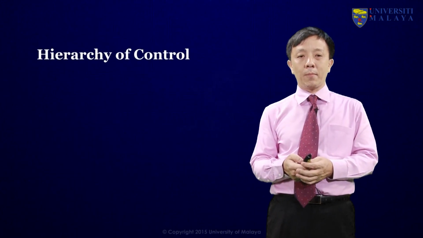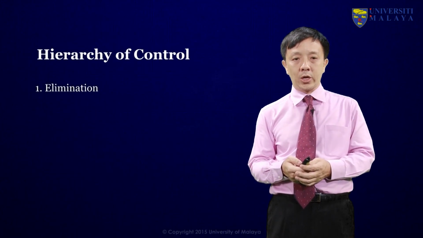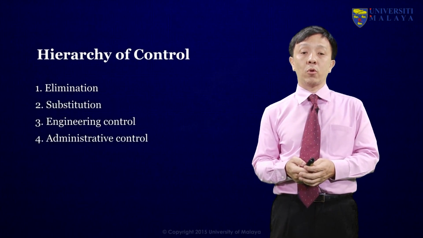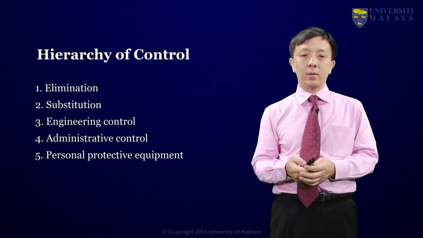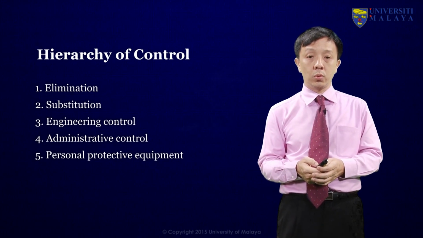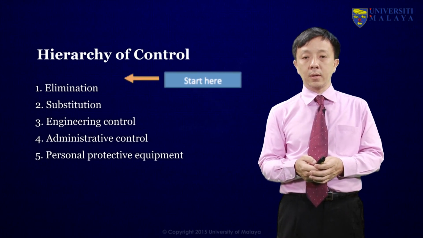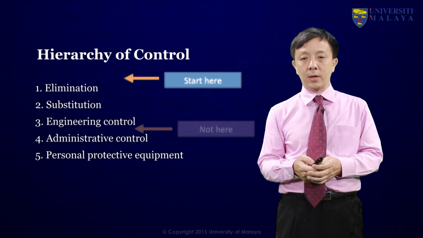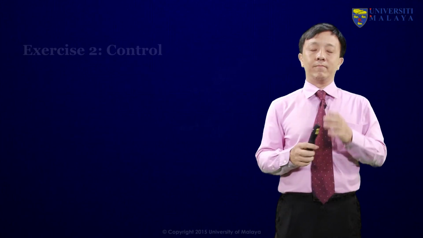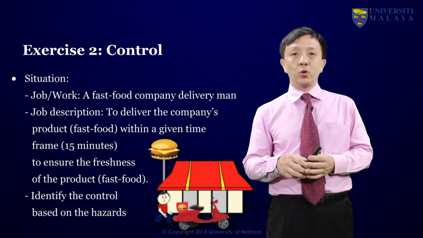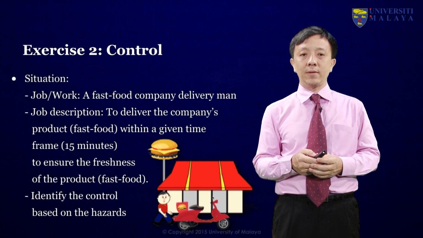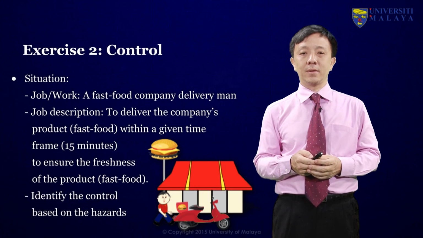So let's recap. What is the hierarchy of control? It is elimination, substitution, engineering control, administrative control, and personal protective equipment. This is the most important part of control. We start here, not here. Now, the second exercise is for you to identify the control based on the hazard you have identified in your first exercise.